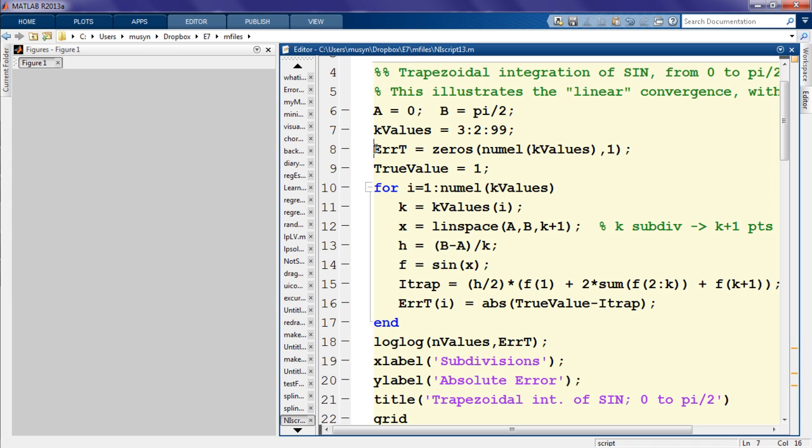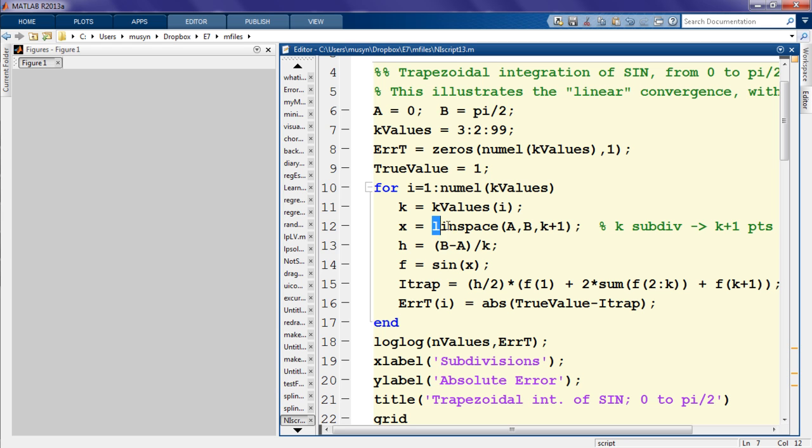We'll keep track of the errors at each instance of this. So the error in the trapezoidal approximation will be a vector that we'll fill in. The true value of the integral of sine of x from 0 to pi over 2 is 1. Now let's loop through and try different values. So on the first time through, k will equal 3 subdivisions.